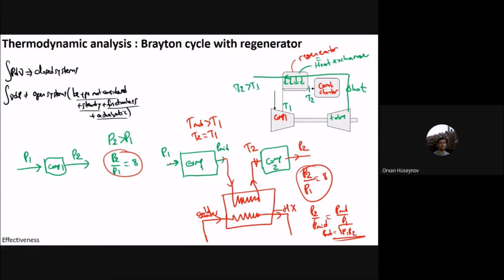You are helping the compressor. You are increasing the energy of the compressor outlet by adding the regenerator here. So you are adding the regenerator and increasing the temperature of the compressor outlet. And then you have the combustion chamber, and then the turbine. And then from the turbine outlet, you are going back to the regenerator and then the outlet.